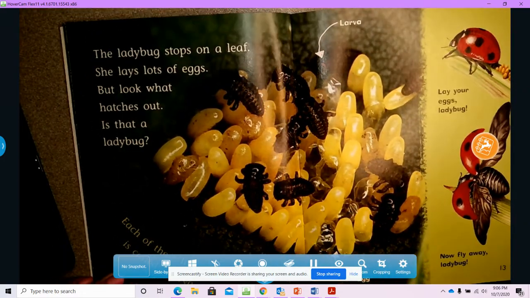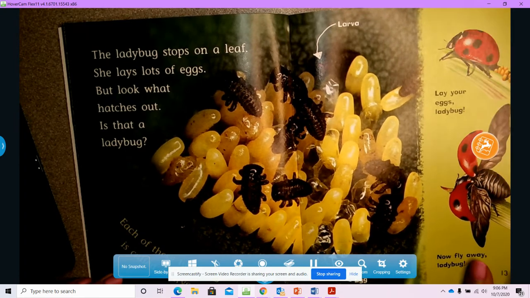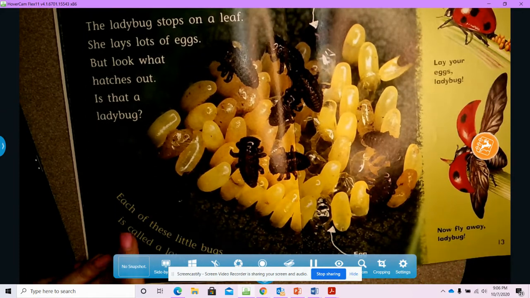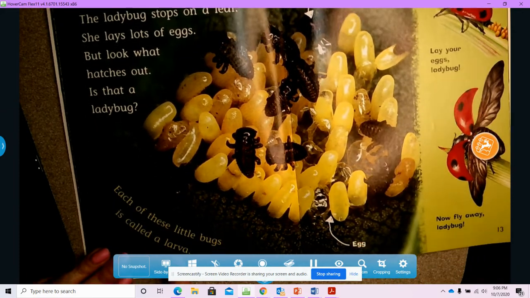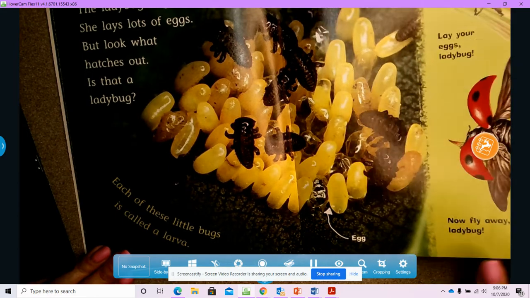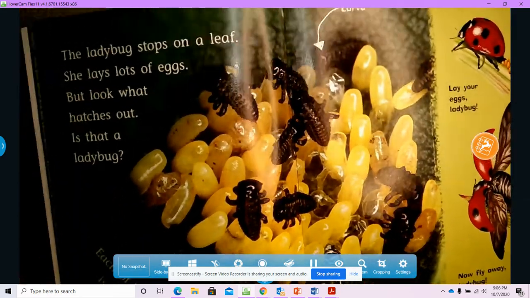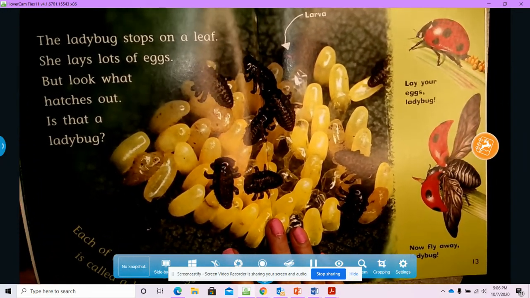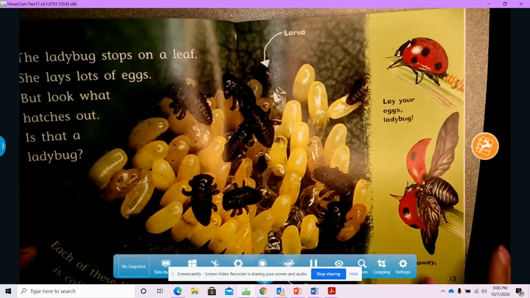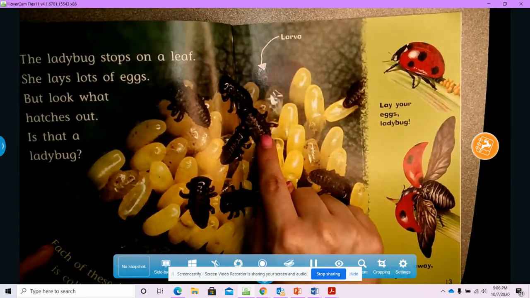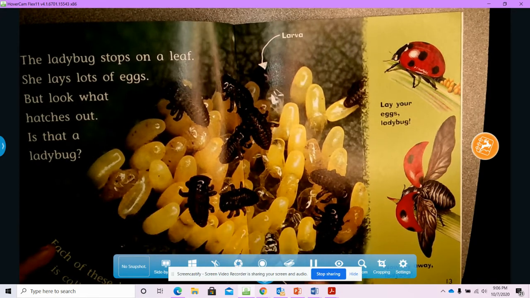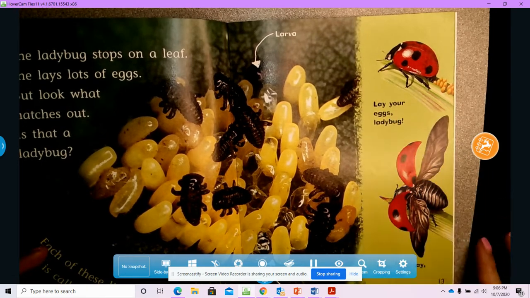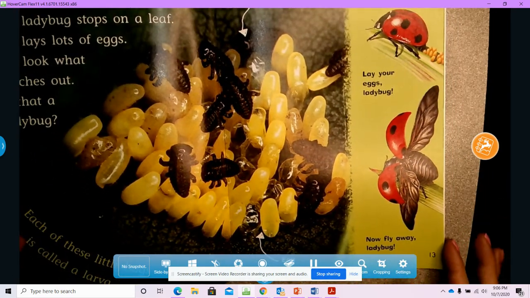The ladybug stops on a leaf. She lays lots of eggs. But look what hatches out. Is that a ladybug? Each of these little bugs is called a larva. Ooh, so ladybugs lay eggs. That's another fact. And when they hatch, they're called larvae. So this is larva. These are the eggs. Ooh, and then this is called larva. Lay your eggs, ladybug. Now fly away, ladybug.